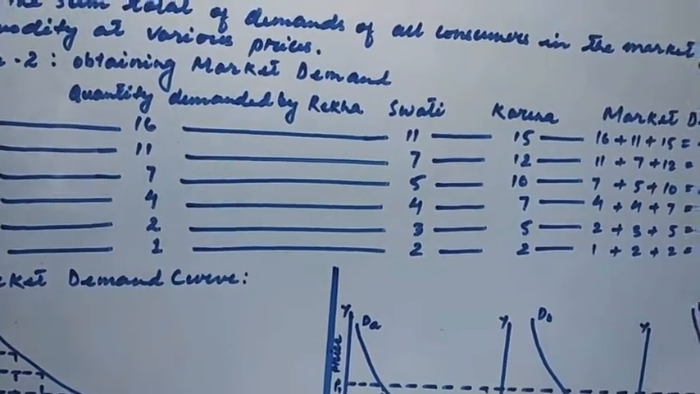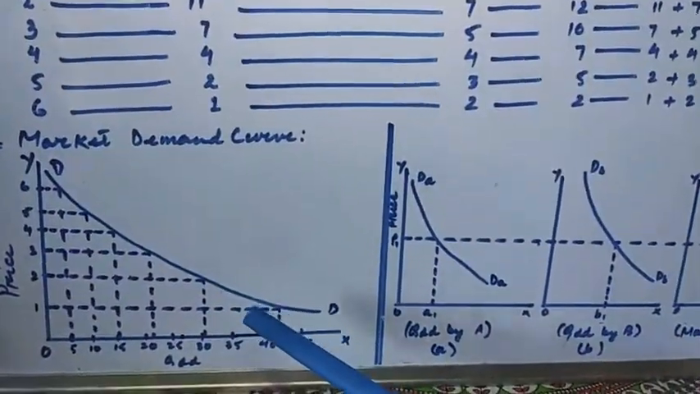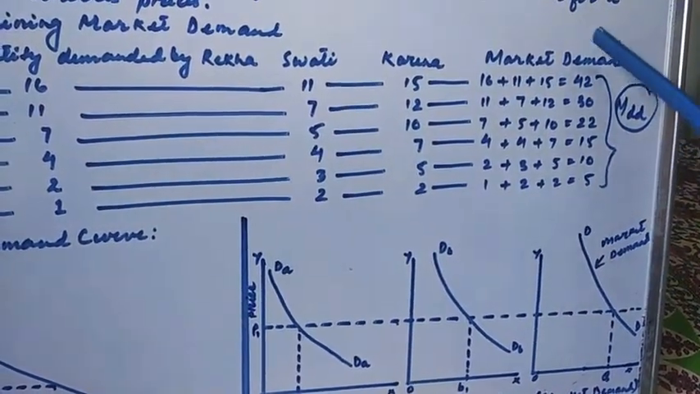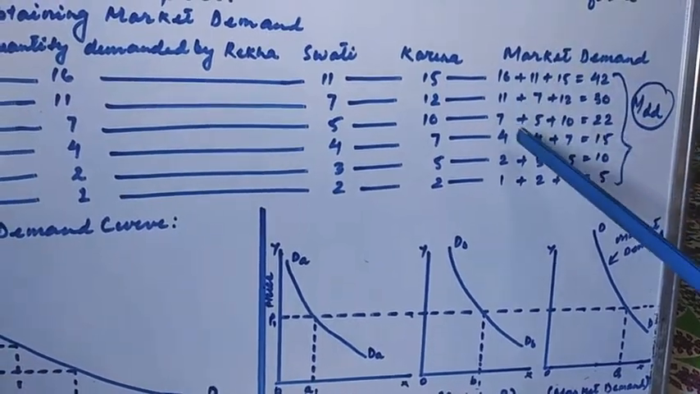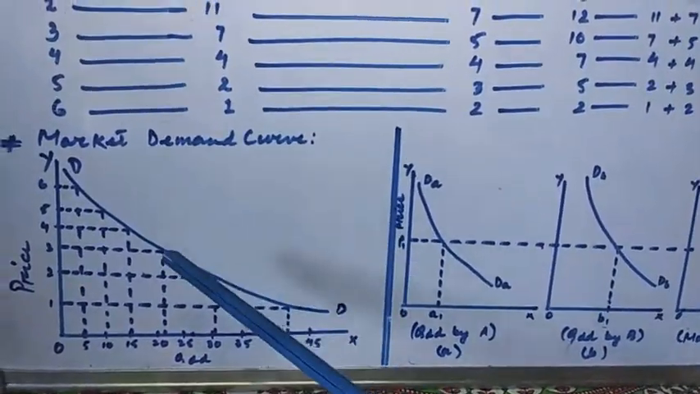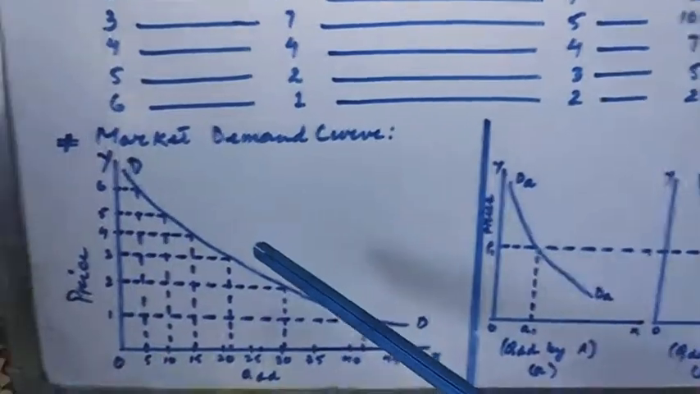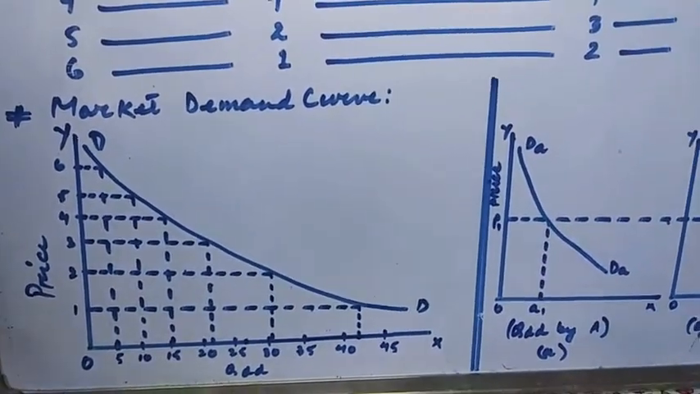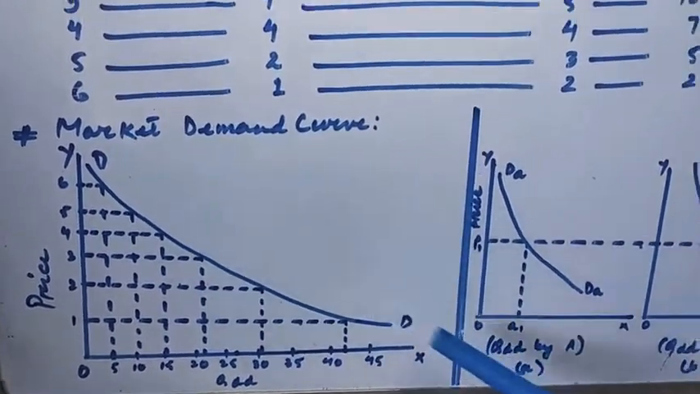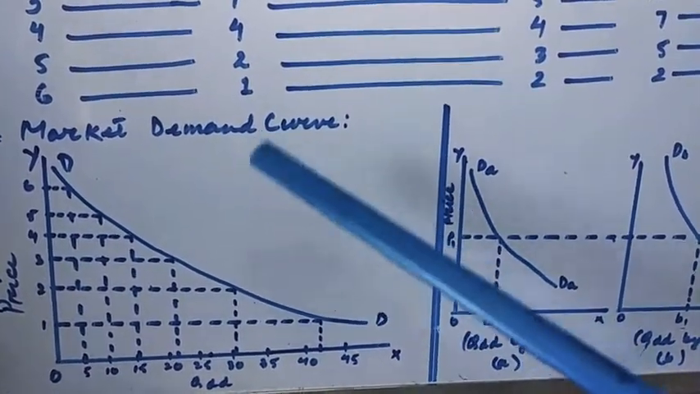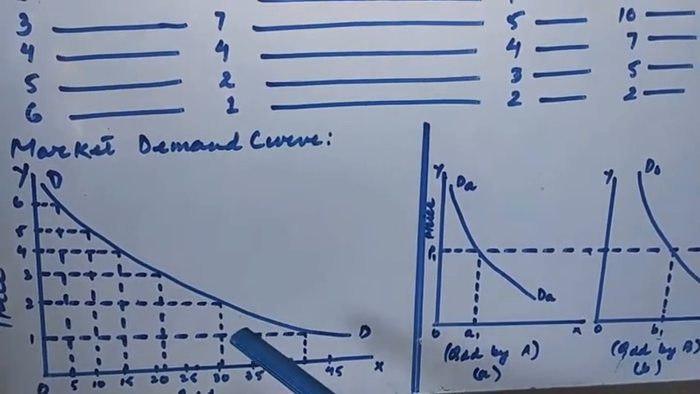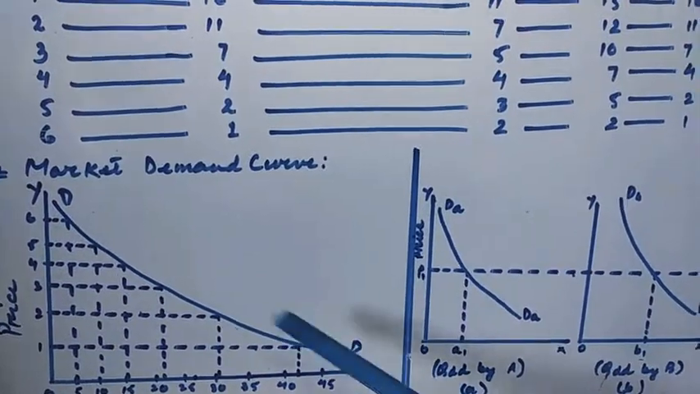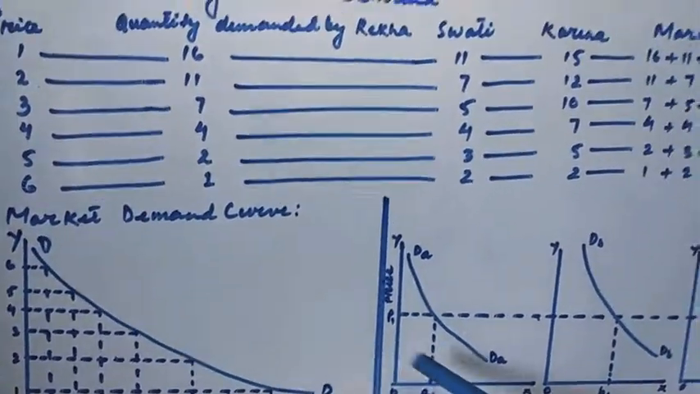We now plot the market demand obtained in the last column. So we are obtaining the market demand here and we plot these numbers in graphical form, and we get something like this, the graphical representation of market demand. So DD is the market demand. By plotting the quantities demanded of all 3 consumers taken together at various prices, we get the demand curve DD here. DD represents the market demand.